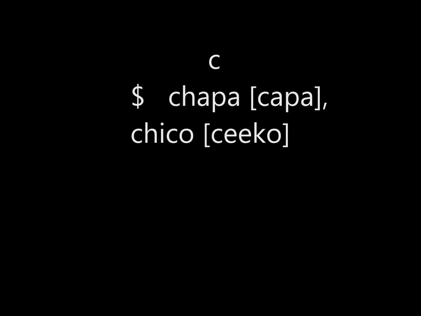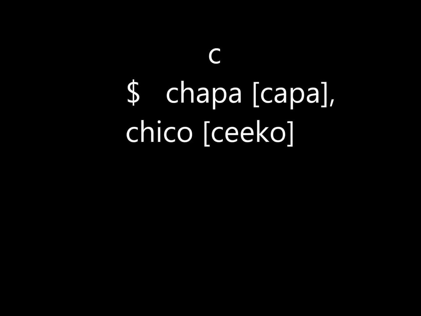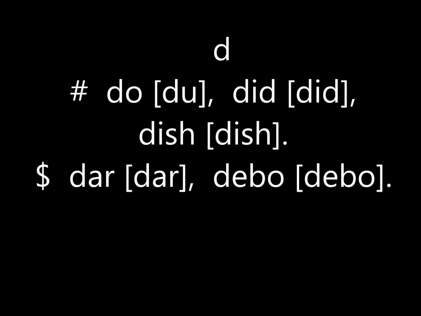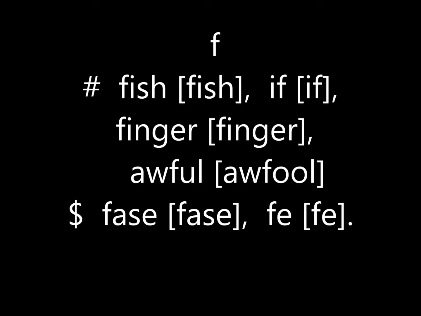The letter D in engspan in English is d. Words like do, did, dish. In Spanish, words like dar, debo. F has the same sound in English and Spanish as f, such as fish, if, finger, awful. In Spanish, face, fe.